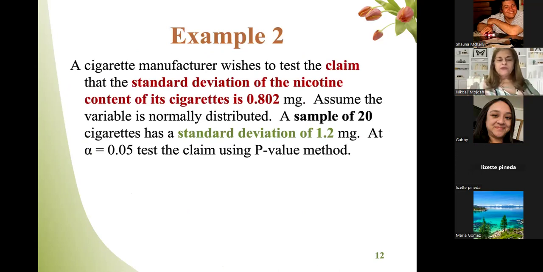A cigarette manufacturer wishes to test the claim that the standard deviation of the nicotine content of its cigarettes is 0.802 milligram. Assume the variable is normally distributed. A sample of 20 cigarettes had a standard deviation of 1.2 milligram. At alpha equal to 0.05, test the claim using the p-value method.